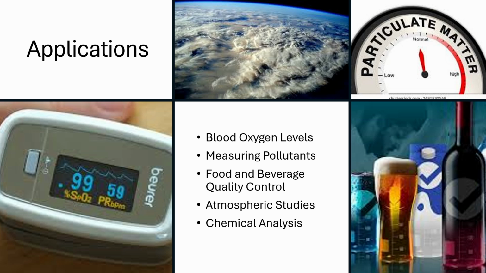Next, you have atmospheric studies. The law is crucial in remote sensing techniques used to analyze atmospheric gases, particularly in studying ozone layers and greenhouse gas concentrations. And lastly, we have chemical analysis. This law facilitates the monitoring and control of concentrations in chemical manufacturing processes, crucial for product consistency and compliance with industry standards.